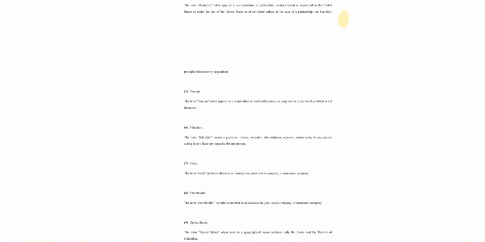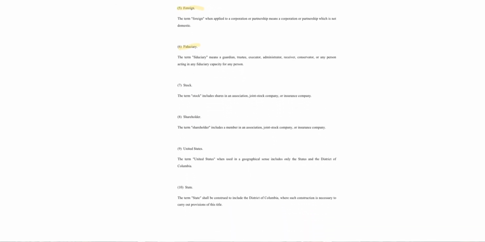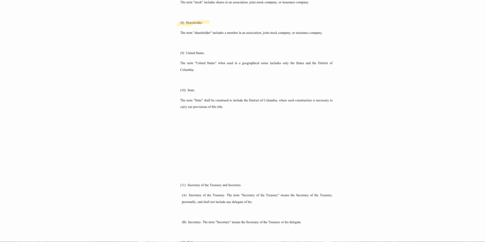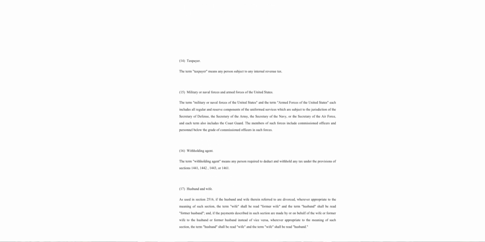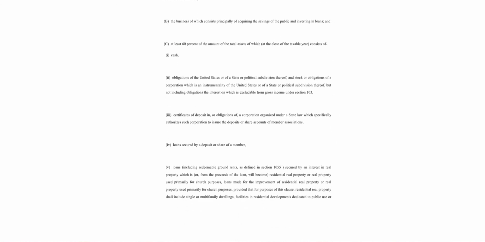So it's very helpful. Foreign, what is a foreign entity? Fiduciary, if you're talking about trusts and estates. Stock, what is the definition of stock? Shareholder. United States, state. A lot of definitions here that are very helpful, okay? Taxpayer, just so many different things. Husband and wife, so if you're dealing with husband and wife issues, okay? It defines all these different things. So read through section 7701 because a lot of key elements in these code sections are important in terms of definitions. All right.